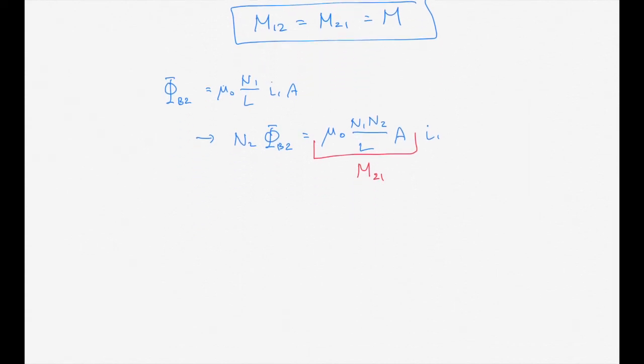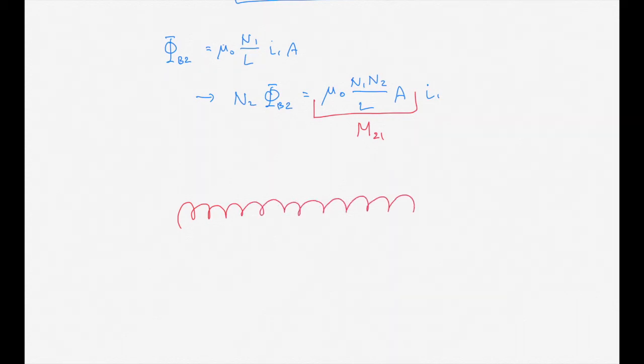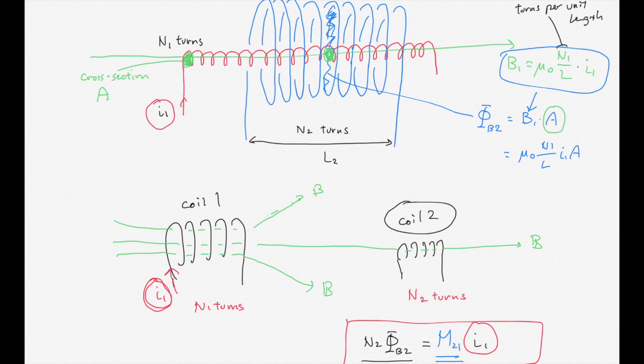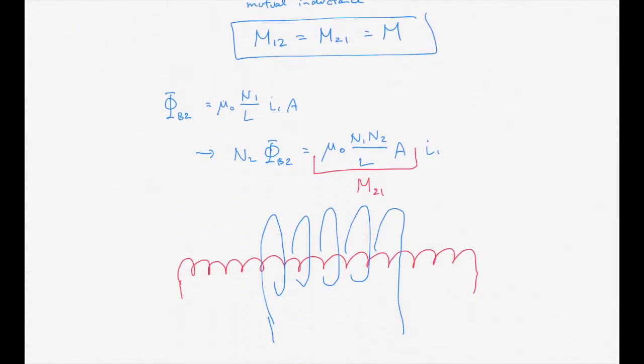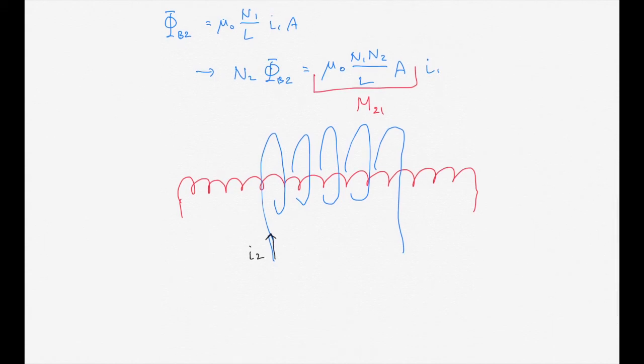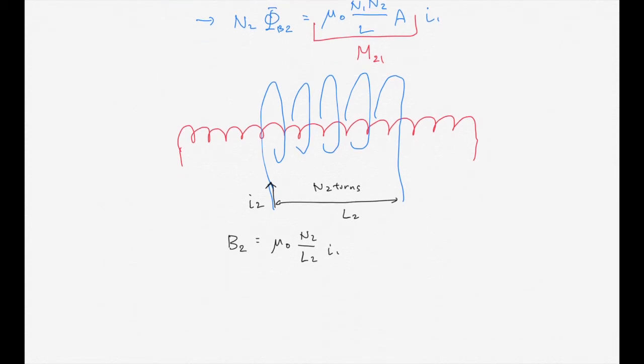The opposite case. Now in this case, the current is flowing in coil 2, I sub 2. The magnetic field produced by coil 2, B sub 2, is expressed as mu sub 0 n sub 2 over L sub 2, where L sub 2 is the length and n sub 2 the number of turns, times I sub 2. This is the magnetic field produced by coil 2.